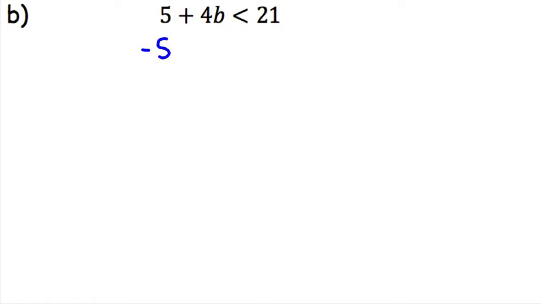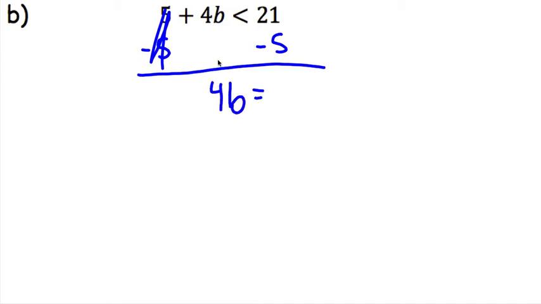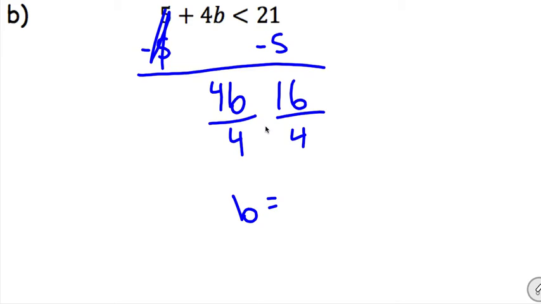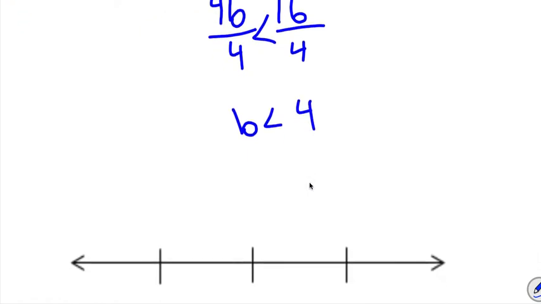So let's go ahead and solve this next one. So first up, we move the number with no variable. So that means subtracting 5. 5 minus 5 is 0. 21 minus 5 gives us 16. Last step, we will divide by 4, and we get b equals... This is a less than symbol. Let's bring down the less than symbol. b is less than 16 divided by 4 is 4.